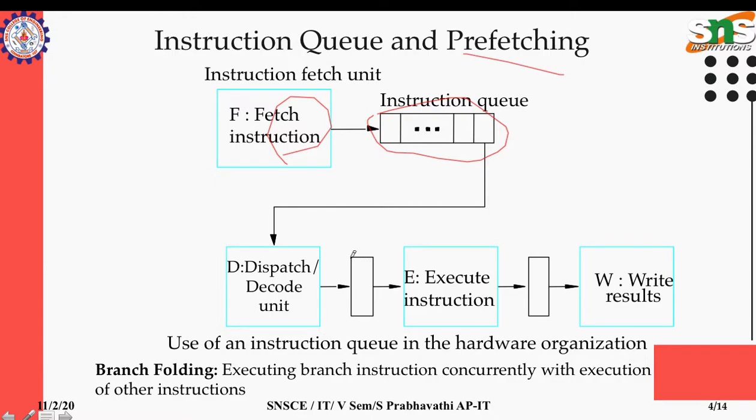When we arrange the execution like this, we could execute even the branch instruction concurrently, similar to executing the other instructions without any delays. That is what we call branch folding. Branch folding is executing the branch instruction similar to other instructions, concurrently, so stalls won't happen, because we are already predicting the target address of the instruction.